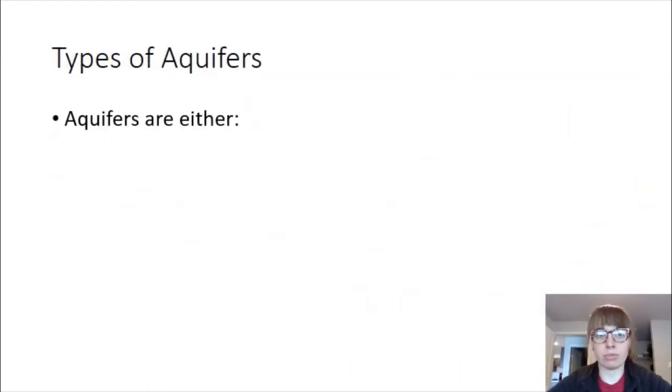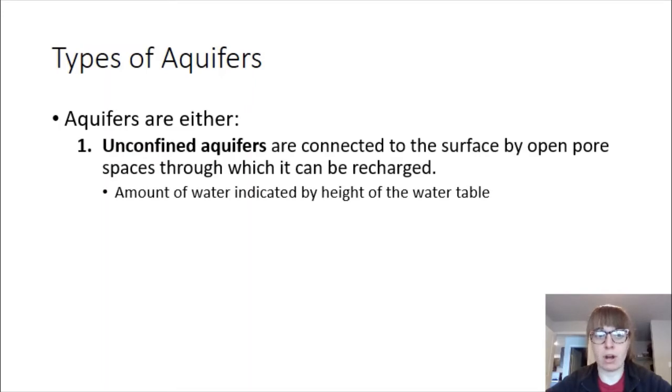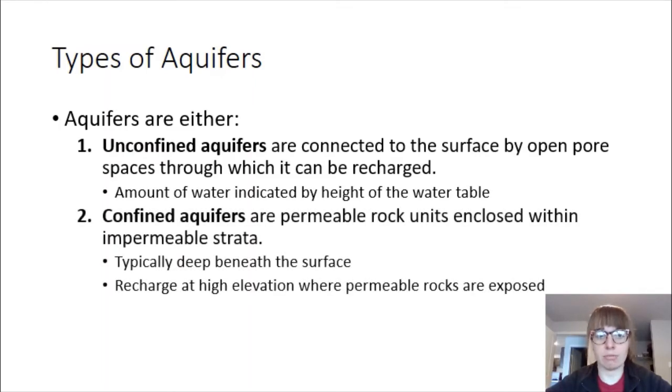So thinking of aquifers, there are two types of aquifers. There are unconfined aquifers and confined aquifers. Unconfined aquifers are connected to the surface by open pore spaces, and so they can be recharged, or they can get water from the surface really easily because they are unconfined and they are open for exchange with the atmosphere. And so the amount of water within an unconfined aquifer is indicated by the height of the water table.